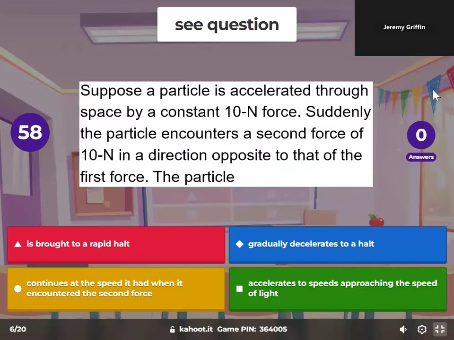A particle is accelerated through space by a 10 Newton force. Suddenly, the particle encounters a second force, also 10 newtons, in the opposite direction to that of the first force. What does the particle do? Is it brought to a rapid halt? Does it gradually decelerate to a halt? Does it continue at the speed it had when it encountered the second force? Does it accelerate to speeds approaching the speed of light? Which one of those is true?